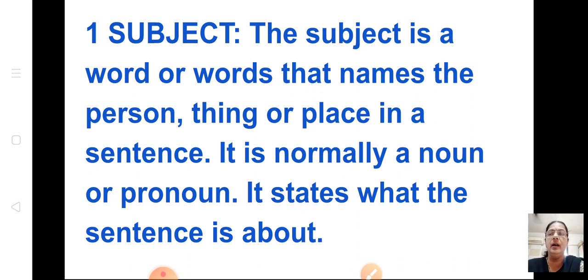It is normally a noun or a pronoun. I think you all know what is noun, what is pronoun. We have already learnt about pronouns. So it states what the sentence is about. So we are talking about somebody. Suppose I'm talking about Ram or any boy or any girl, that old man, that policeman. We are talking about somebody, this place, Taj Mahal or India, anything we are talking about is the subject. It is normally a noun or a pronoun. It states what the sentence is about. We are talking about what? That is the meaning of that subject.